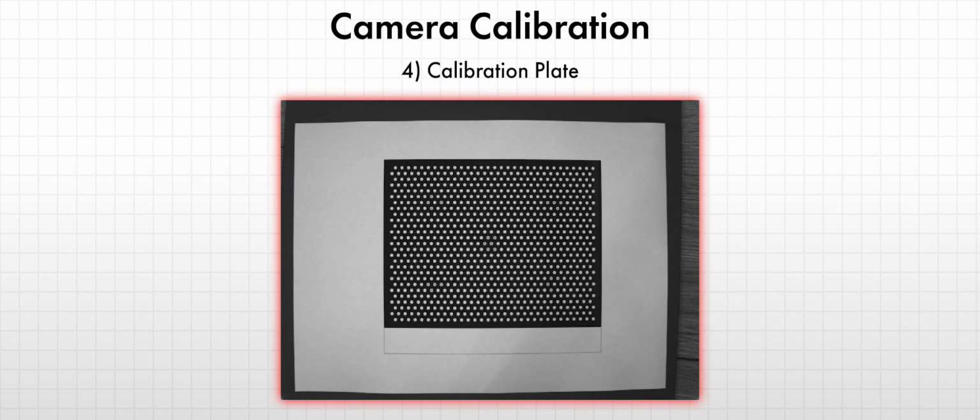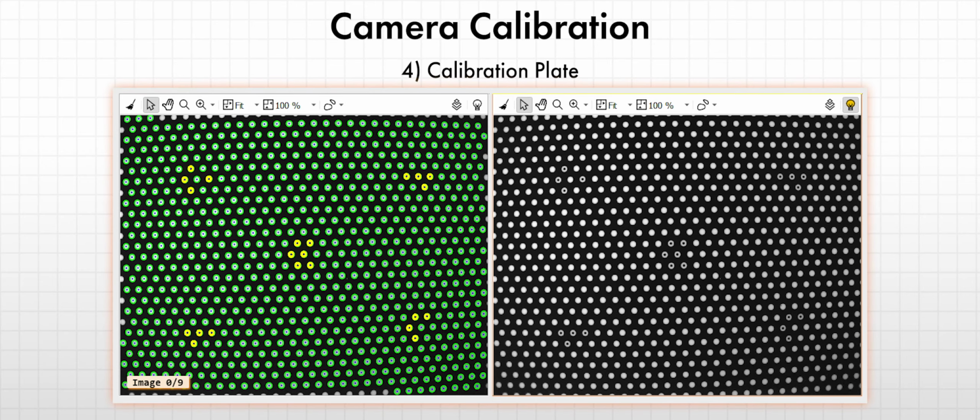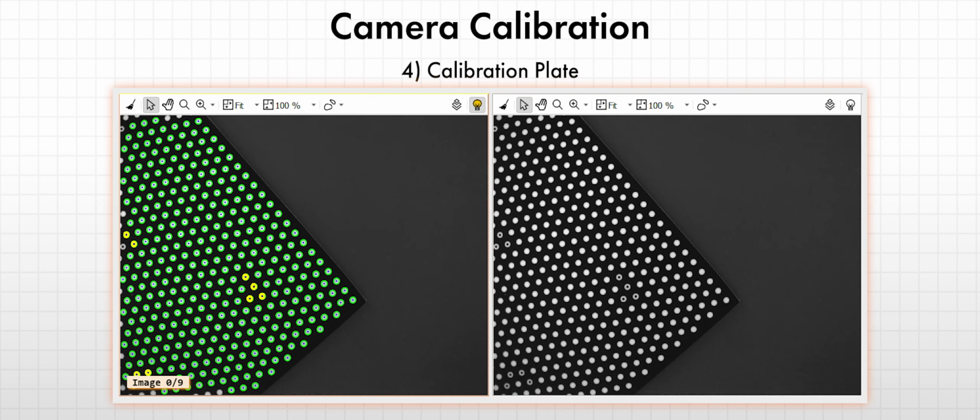Printing a calibration plate on paper, for example, is barely suitable for testing. It will almost never produce results with a sufficient accuracy for applications in practice. To find the suitable size for your setup, consider a plate that is roughly the size of your field of view. It's no problem if the plate is partially outside the image, only at least one finder pattern needs to be visible.